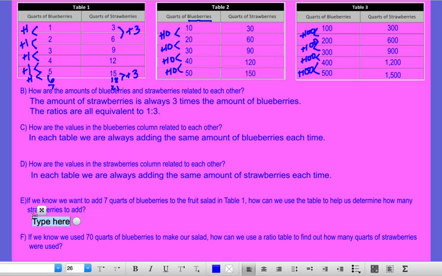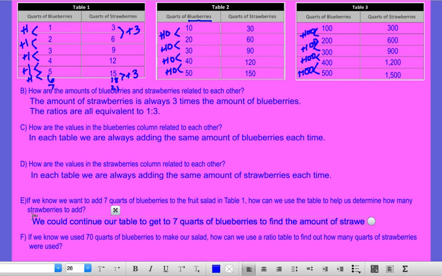So for this one, we could continue our table to get to 7 quarts of blueberries to find the amount of strawberries.